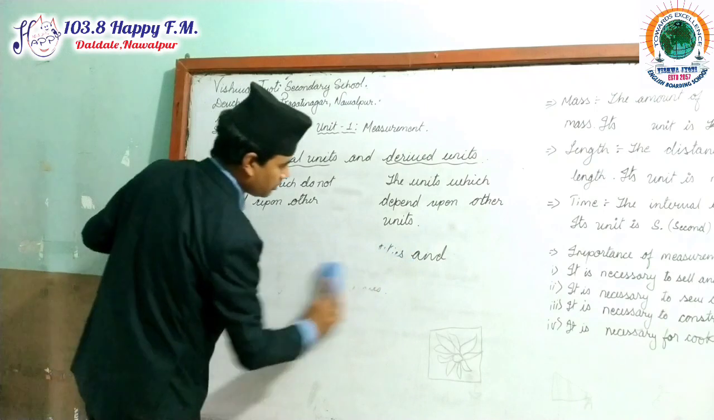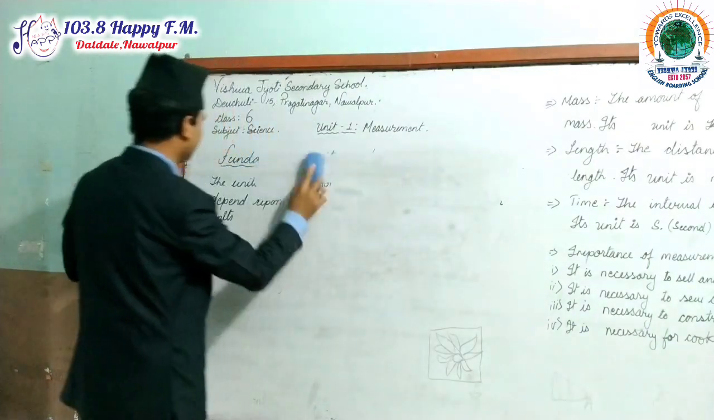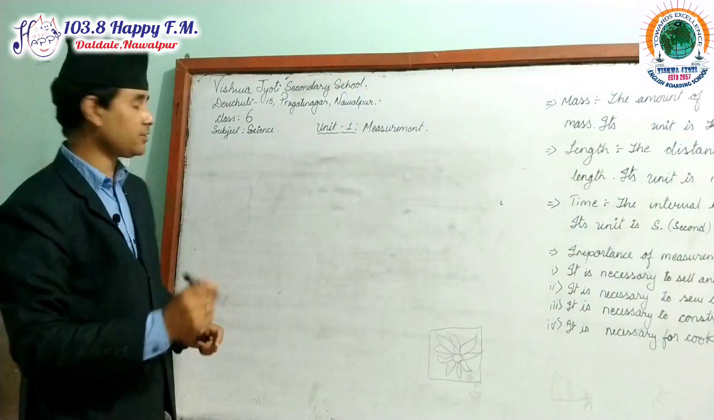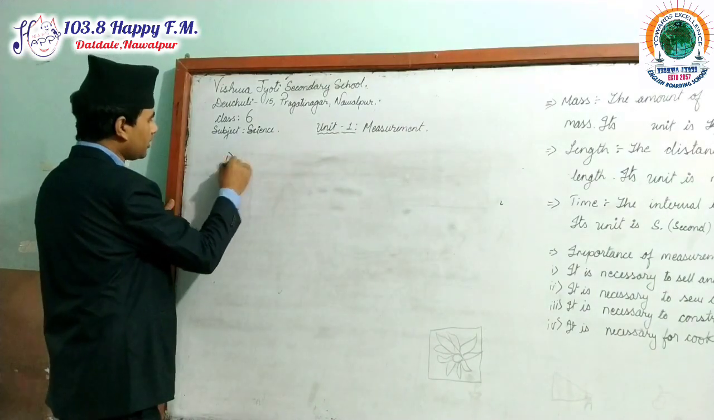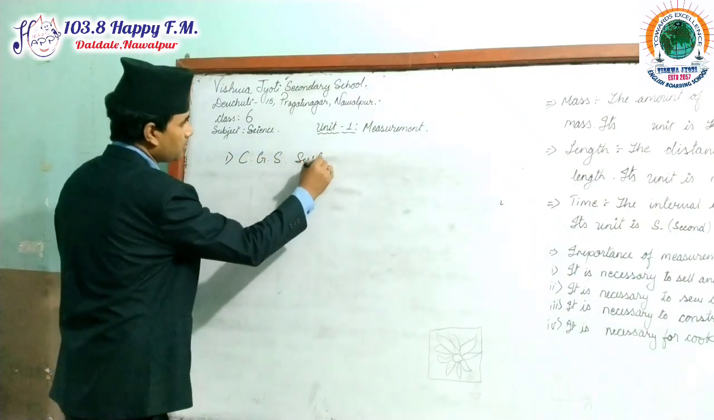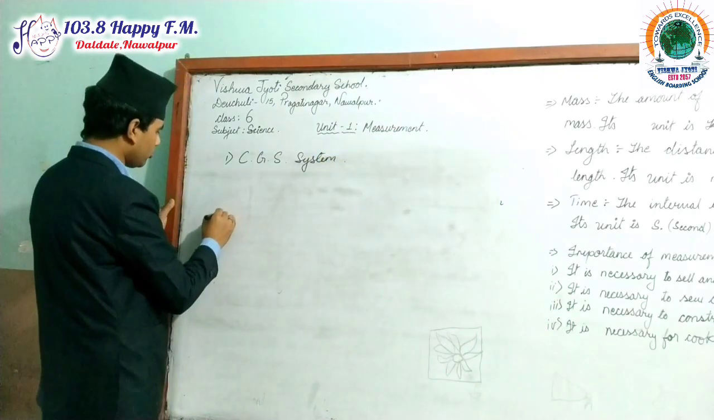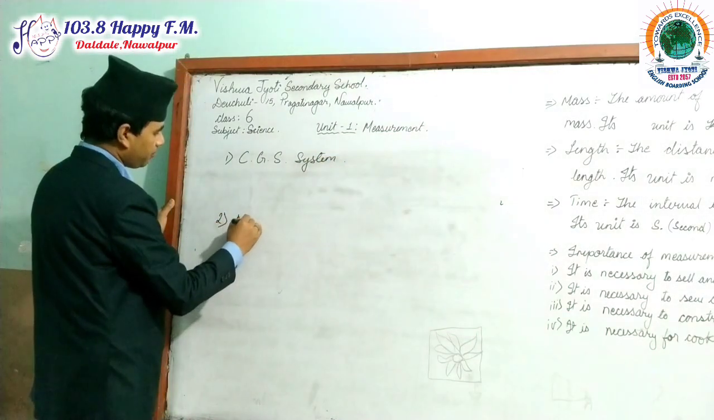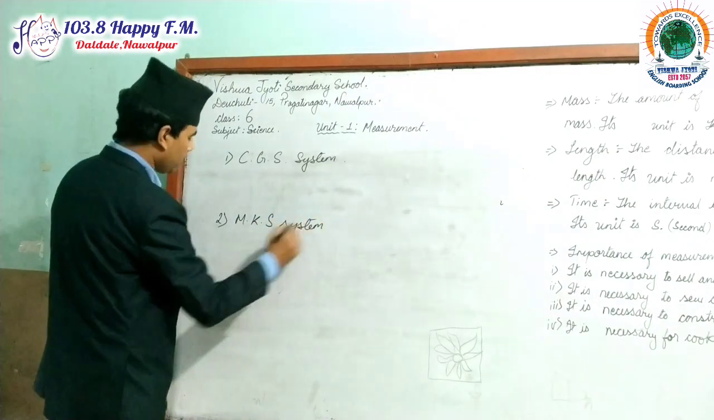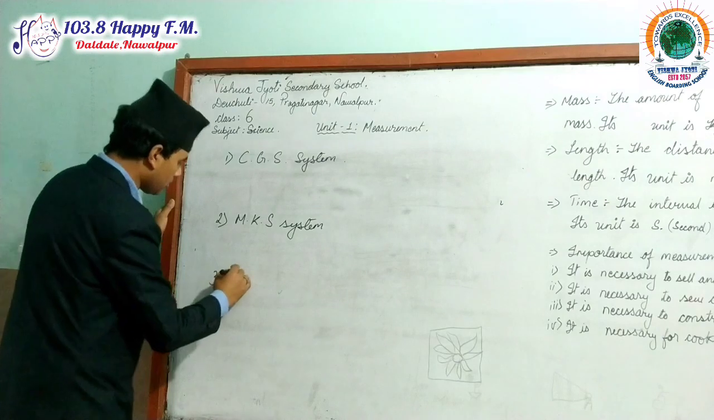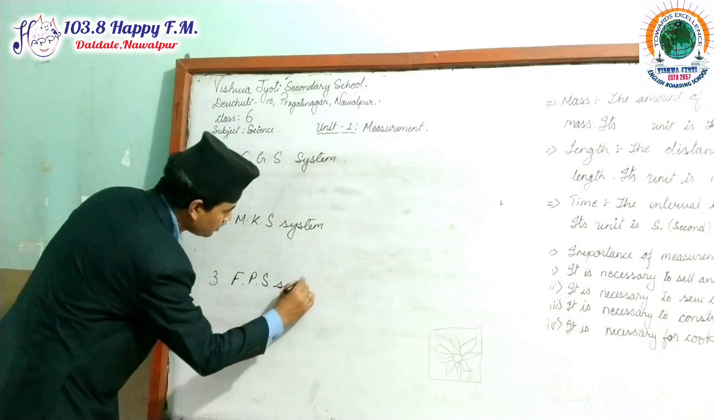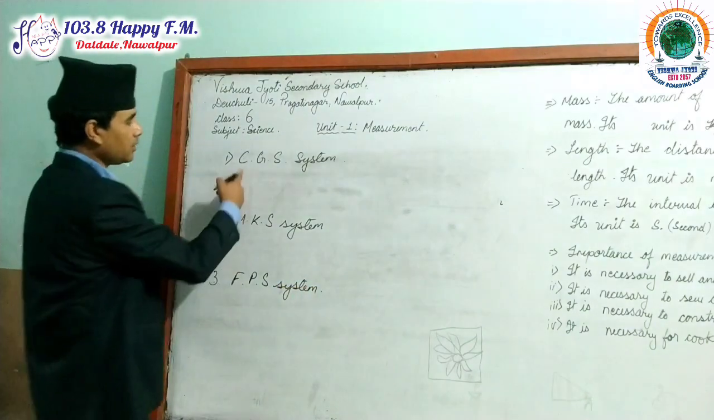Now students, measurement of different type of things. Measurement are basically done in 3 groups, categorized into 3 groups. That is, number 1 is CGS system. Point number 2 is MKS system, and point number 3 is FPS system.